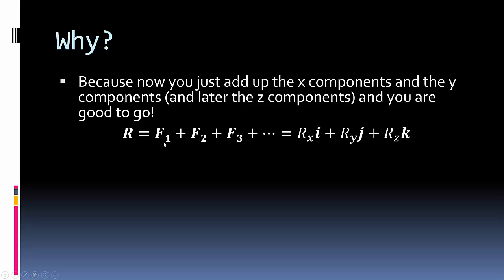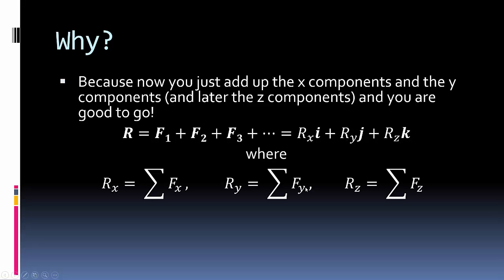Well, F1 plus F2 plus F3 and so on, right? The R is the addition, or the sum, of all these vectors. And we can also write R as the x component of it times i plus the y component times j plus the z component times k. Well, how do we figure out what the x, y, and z components are? It's really easy. This is why we break it into x, y, z components. The x component is just you add up all the x portions of the F. So the Fx1, Fx2, and so on. The y components, you add up all the y, and the z components, you add up all the z, and then you're good to go.